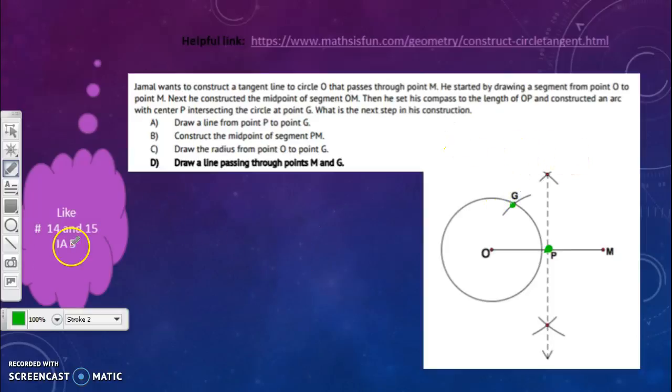All right, so what does he do next? Well, he's only got one step left. To draw a tangent between point G and point M, all he's going to do is connect those two. And so now, remember, a tangent line is just a line that touches a circle in exactly one place. So here, GM is tangent with circle O at point G. That's the point of tangency. So the thing that he had to do there was draw a line passing through points M and G. That was his last step. All right, so that should help you with 14 and 15. Good luck with those.